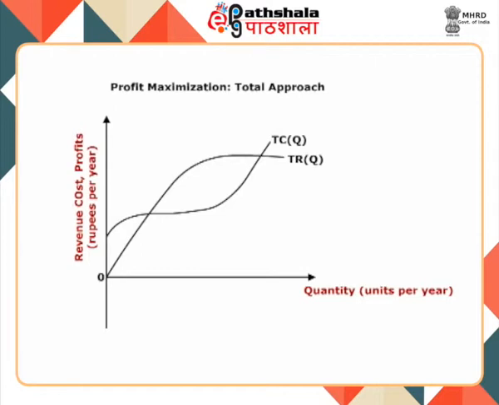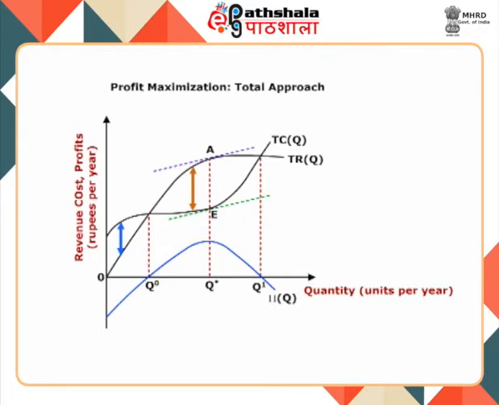From the output level 0 to Q0, the profits are negative as the total cost curve is above the total revenue curve. It implies that the revenues are not sufficient to cover the fixed and the variable costs of production. As the quantity sold increases, the total revenue increases more rapidly than the total costs, and the profits become positive. At the output level Q star, the difference between TR and TC is maximum, and it is where the profits are maximized. However, if the firm sells more than Q star, the profits start to fall and eventually become negative after the output level Q1.